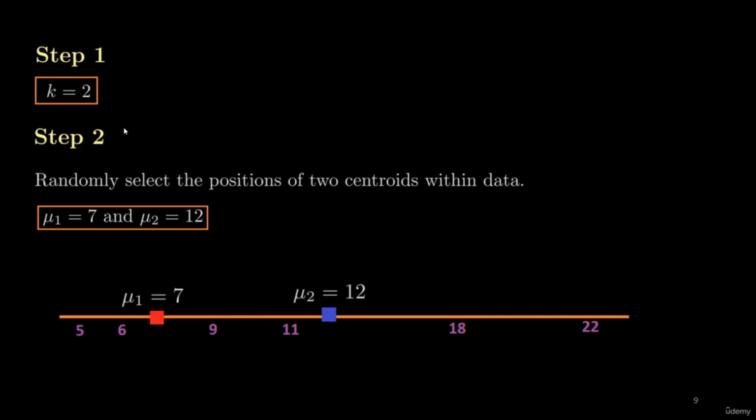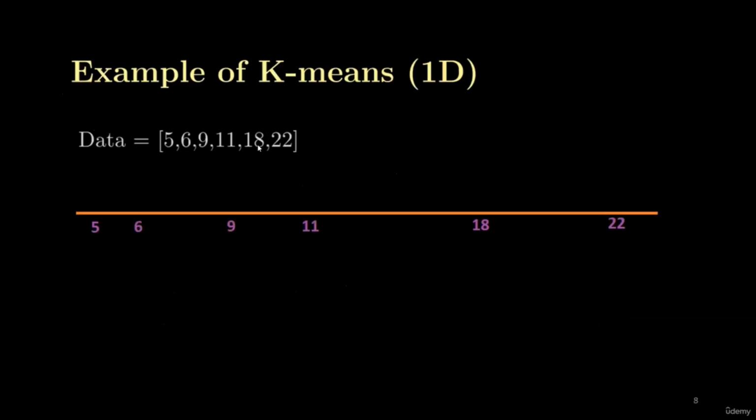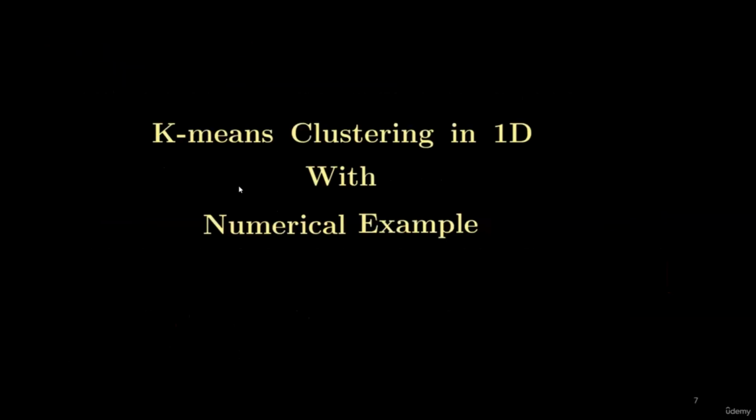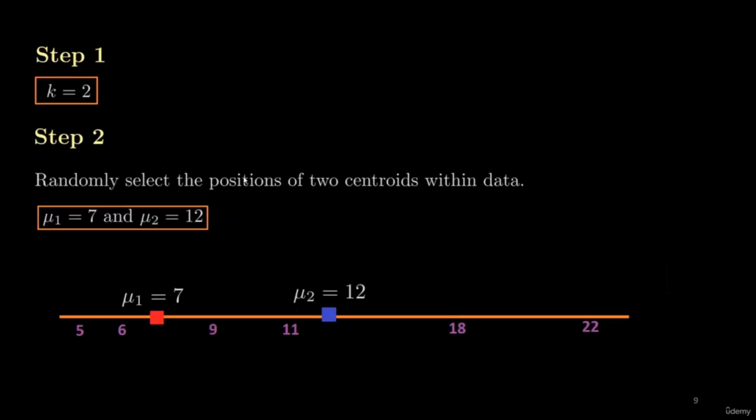So what is step 3? If you remember, in step 3 we compute distances from all data points to all centroids, and then we assign each data point to its nearest centroid. Basically, first we calculate the distances, and based on those distances, we assign each data point to the nearest centroid. If I start calculating step 3 from here, the distance of 5 with 7 is less as compared to the distance of 5 with 12. So basically, I have to calculate the distance of every data point with every centroid.